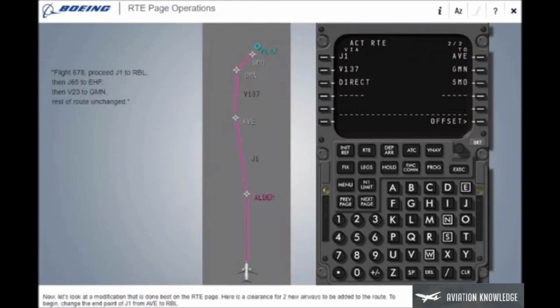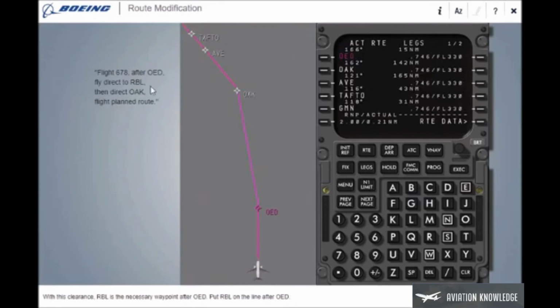Now let's look at a modification that is done best on the route page. Here is a clearance for two new airways to be added to the route. To begin, change the endpoint of J1 from Avenal to Red Bluff. With this clearance, Red Bluff is the necessary waypoint after Rogue Valley. Put Red Bluff on the line after Rogue Valley.